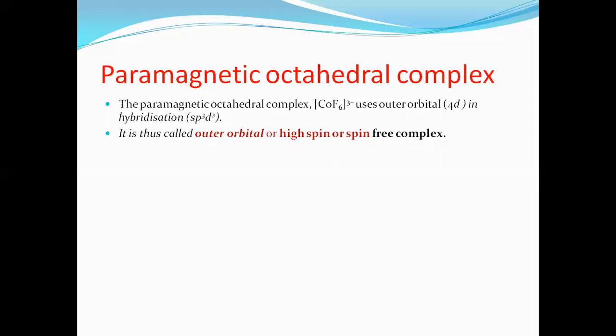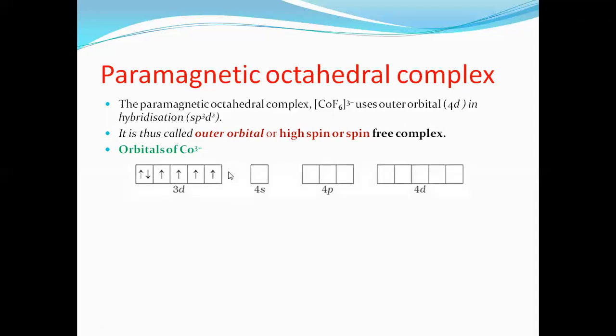Already we studied in the last class that the ground state of cobalt is 3d7 4s2 because its atomic number is 27. In the complex, its oxidation state is +3. That means 3 electrons are lost from its valence shell, that is 4s and 3d: 2 electrons from 4s and 1 electron from 3d. Therefore, it takes the configuration of 3d6. 6 electrons in the 3d orbital and 4s0.